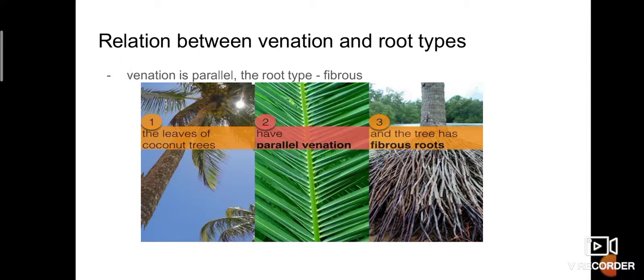For example, here I have chosen a coconut tree. First you check the venation. In a coconut, the leaves are very big, so we can easily see the veins. How are the veins arranged? They are parallel to each other. Do you find any branches of veins? No. So what venation is this? Parallel venation. I told you, if the venation is parallel, the root type is fibrous. Here many lateral roots are there, but no main root is found. So if the venation is parallel, the root type must be fibrous roots.